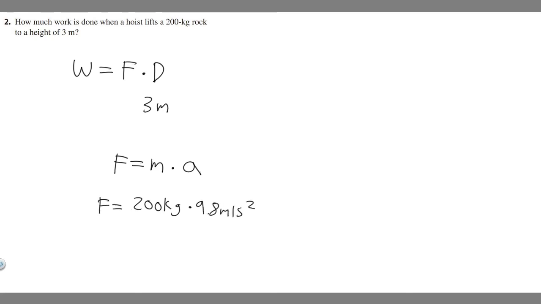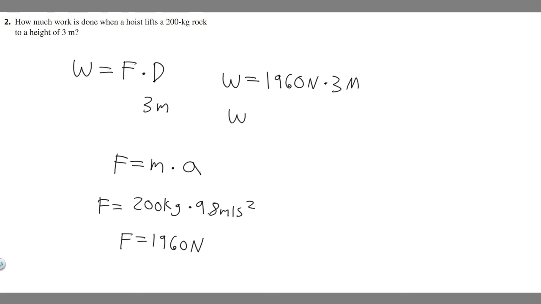If you go ahead and do that, that's going to give you your force. 200 times 9.8 is going to be 1,960. And keep in mind that when you do force in metric, it's going to be newtons. So now we just have the force and we just got to plug it back in. We know work is going to be equal to 1,960 newtons times 3 meters.